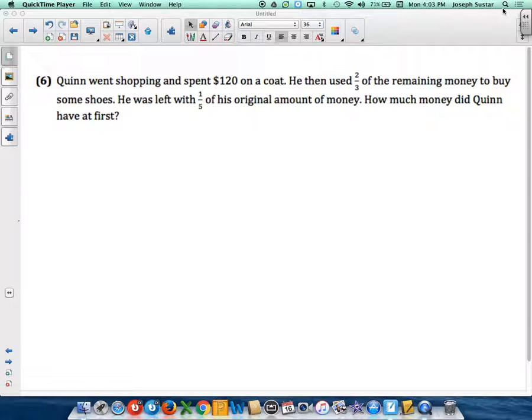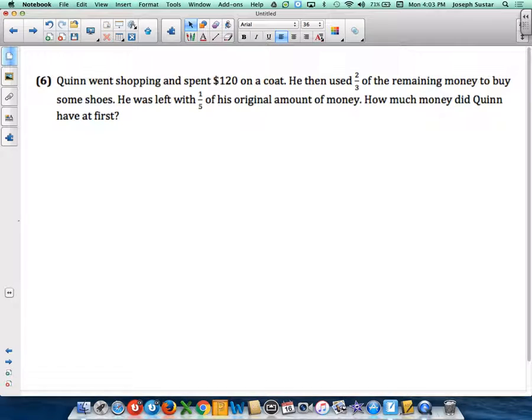Quinn went shopping and spent $120 on a coat. He then used 2/3 of the remaining money to buy some shoes. He was left with 1/5 of his original amount of money. How much money did Quinn have at first? Let's see if we can use a bar model for this.